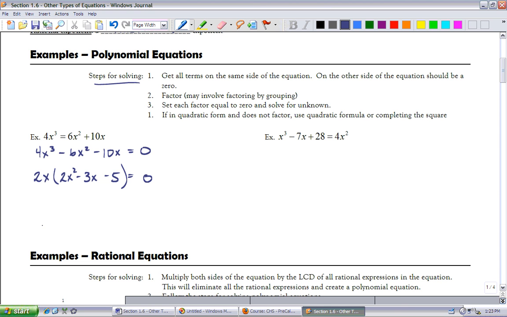And inside here we have a quadratic, and you can factor that by grouping if you were comfortable with that. I'm just going to go ahead and write it out and do it in my head, which some of you I'm sure are capable of doing. And we get 2x minus 5 and x plus 1, okay? Now that we have it factored, we can set each factor individually equal to 0.